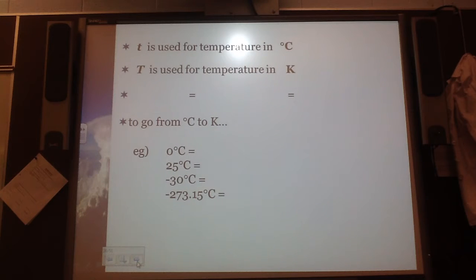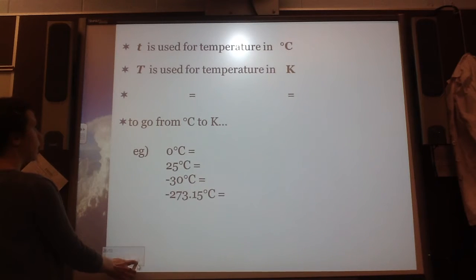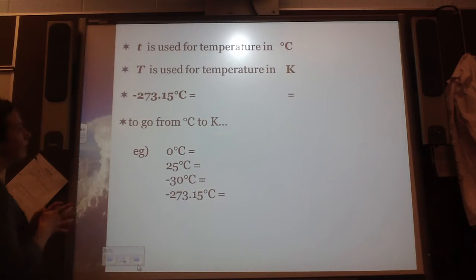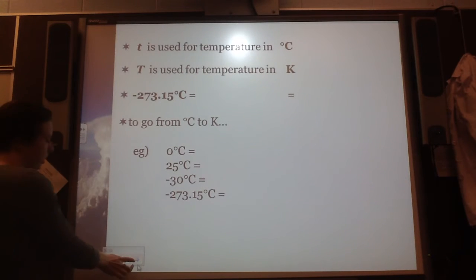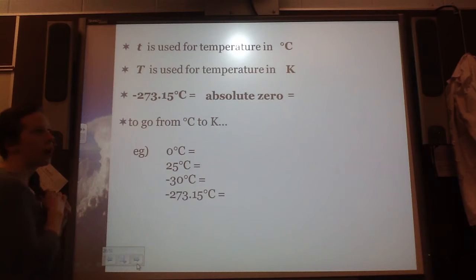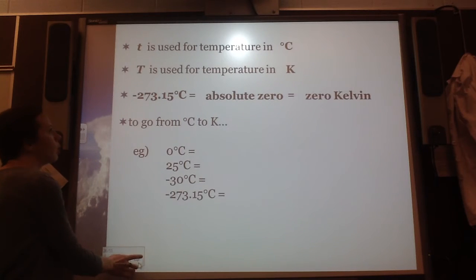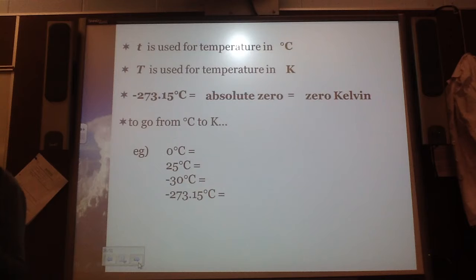It's really important that you use big T or little t when you're doing your calculations so that you keep your units right, okay? So, let's see here. Negative 273.15 degrees Celsius is equal to absolute zero, which we say is 0 Kelvin.